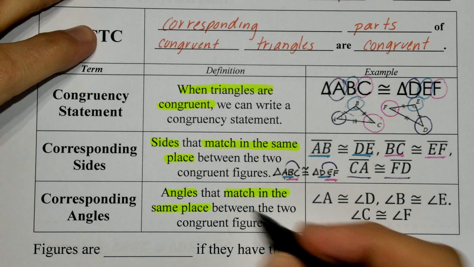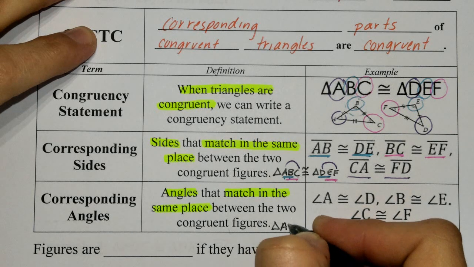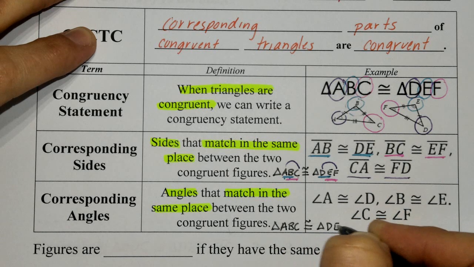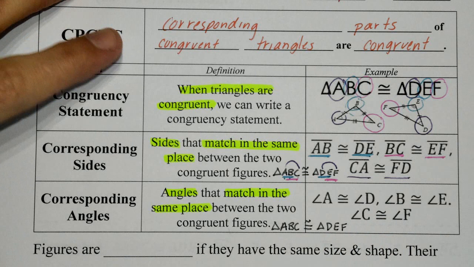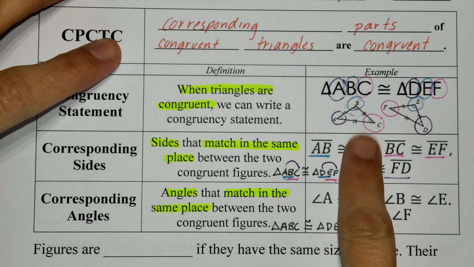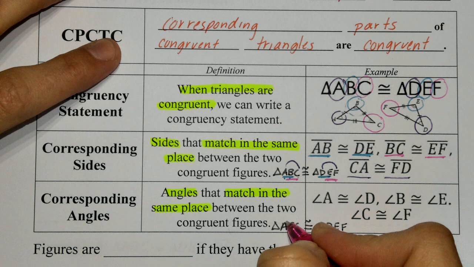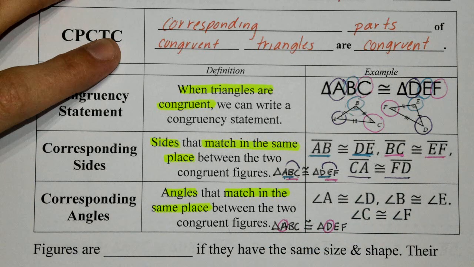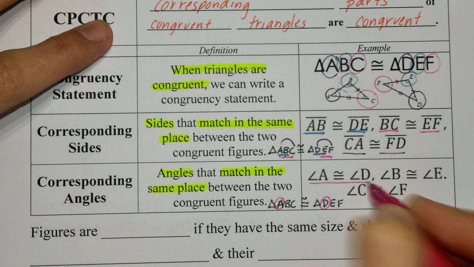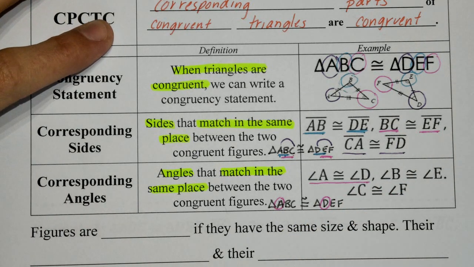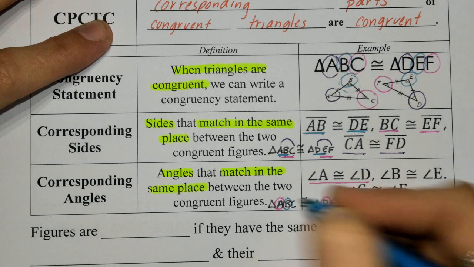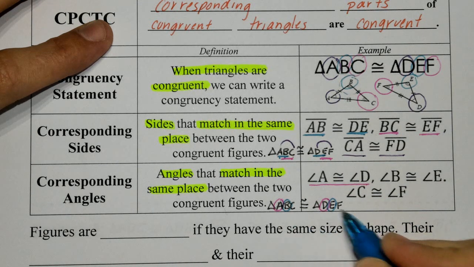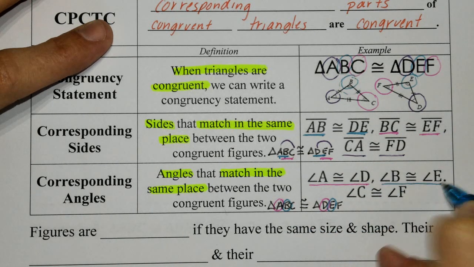So again, I'm going to go ahead and write down here, triangle ABC is congruent to triangle DEF. And we're going to see that same thing we saw at the very top. The first letter of the first triangle goes with the first letter of the second triangle. So angle A and angle D will go together. The second or middle letter in the first triangle will go with the middle letter in the second triangle. So angle B and angle E will go together.